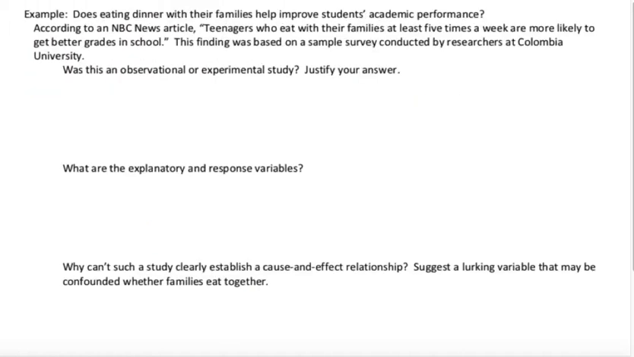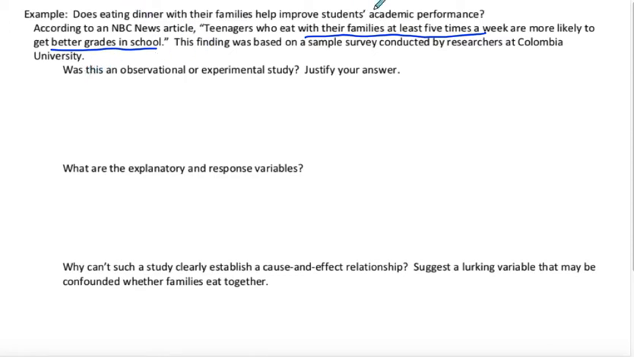All right, in our next example, it says, does eating dinner with their families help improve students' academic performance? According to an NBC News article, it says teenagers who eat with their families at least 5 times a week are more likely to get better grades in school. This finding was based on a sample conducted by researchers at Columbia University. Was this an observational study or an experimental study? Okay, so if we look at this, we're having teenagers eat with their families 5 times a week. Okay, so here's one thing, and the result is better grades in school.